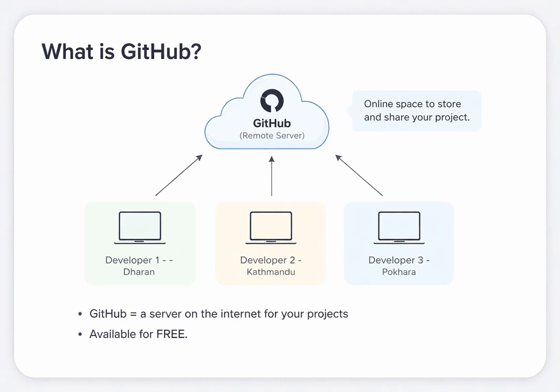GitHub is essentially an online space, a server on the internet, where you can store your projects. Think of it this way. All 3 developers, one in Dhahran, one in Kathmandu, one in Pokhara, they each build their part of the project locally on their own computers. But to share that work with each other, they all push it up to GitHub. GitHub acts as the central meeting point. And the great thing is, GitHub is available for free.